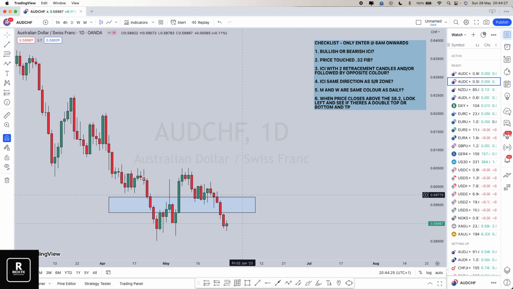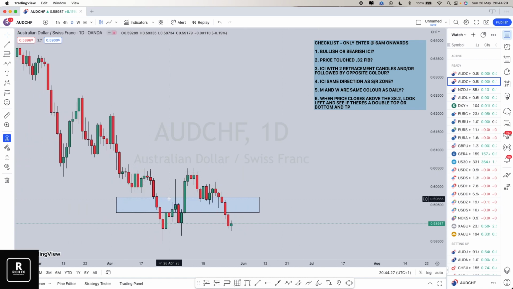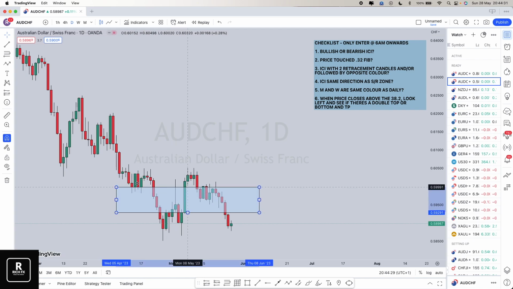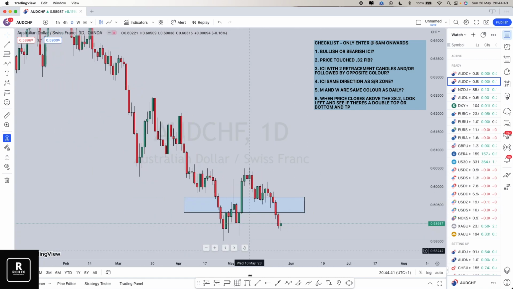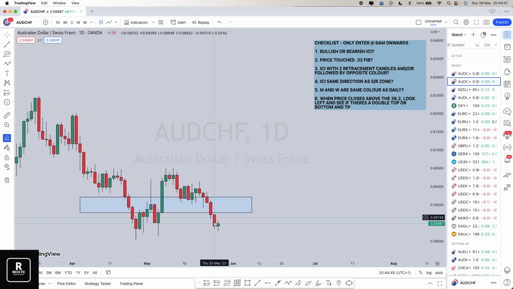Next pair is AUDCHF. Same thing, really and truly. You could draw your box like this and say this is support, turn to resistance, turn back to support. Now it's broken below again, so it's turned back into resistance. I'd be wary about this pair just because you can see this is your flip zone over here.